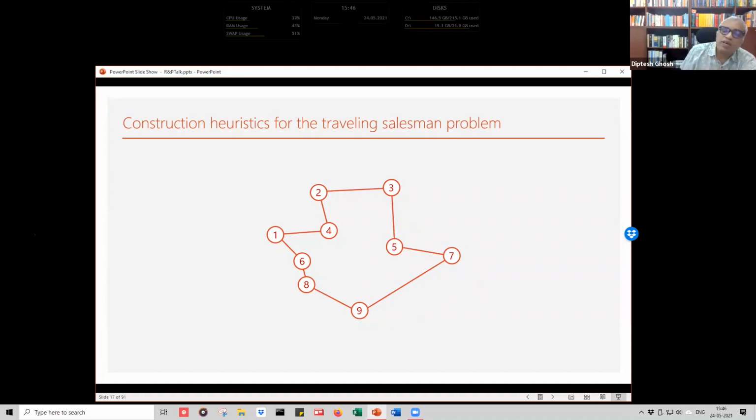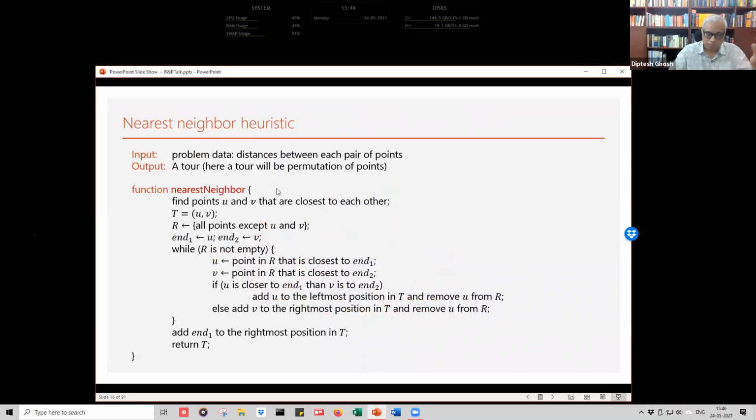Okay, so when I do this, the heuristic that I'm talking about is a nearest neighbor heuristic. So for every subtour, I find out the neighboring point which is closest to the endpoints of the subtour and join that, right? This is what it looks like. Let's not get into this.